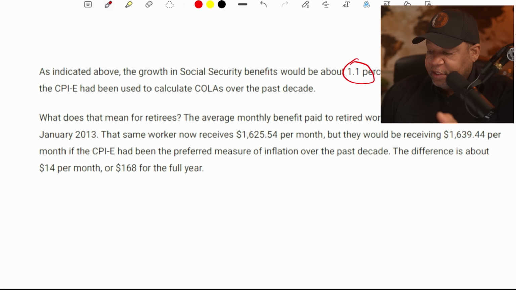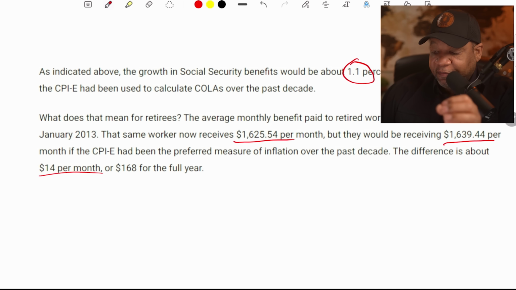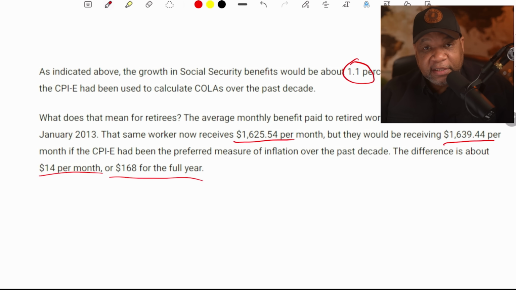And so when you're looking over the 10 years, basically what they've done here is they're saying that currently you would receive $1,625 per month. Okay, and that's on average. Now, using the CPIE, you would have seen a slight bump, $1,639.44. Okay, so that is the difference. It's only $14 per month, $168 for the year. However, it's still an increase. And so you can see that if you're using that calculation, the CPIE, it will benefit you overall over the long run. It would benefit you more than if you're using the CPIW.